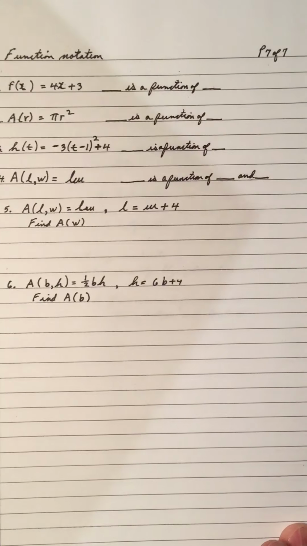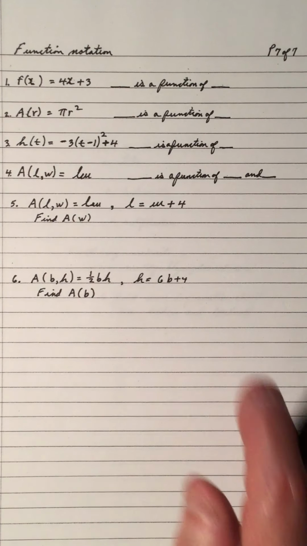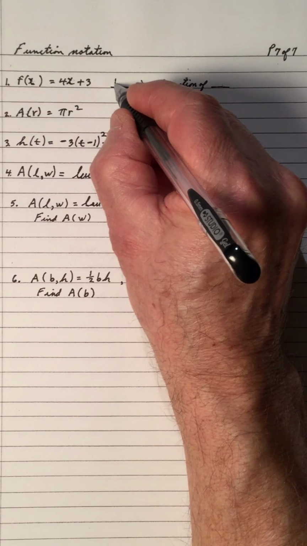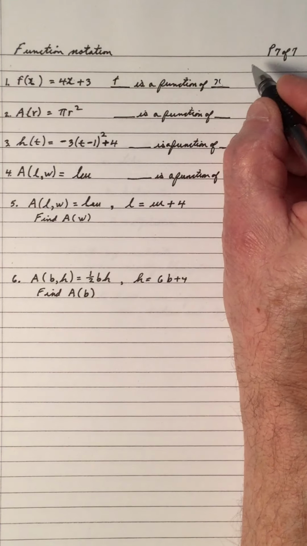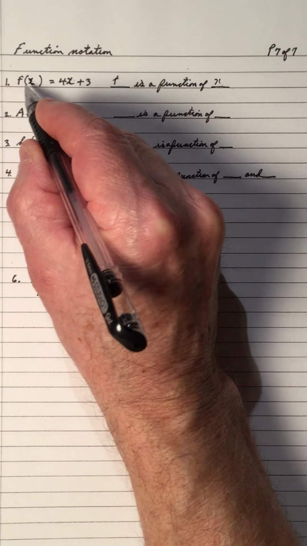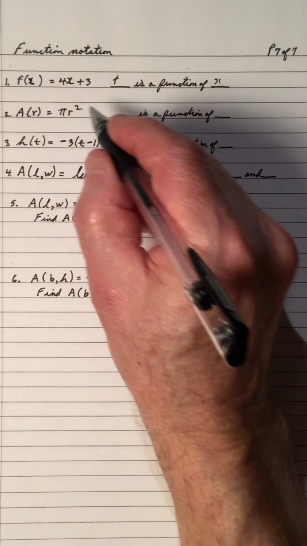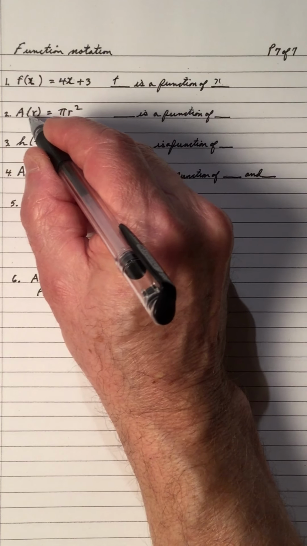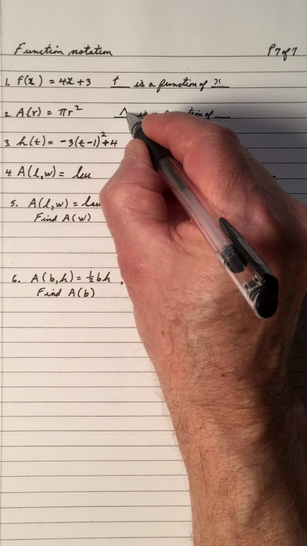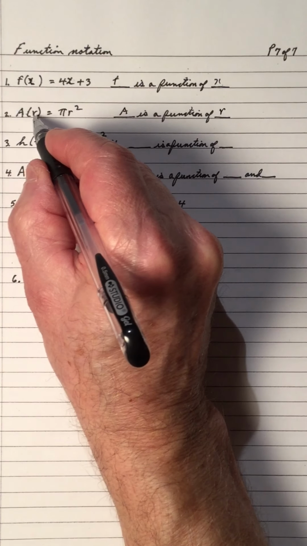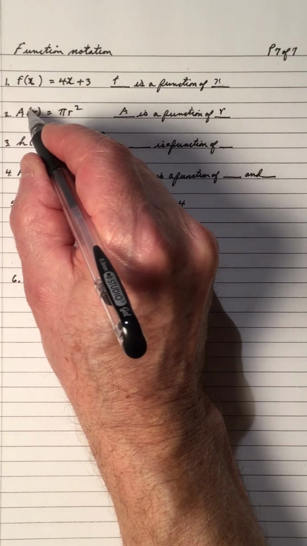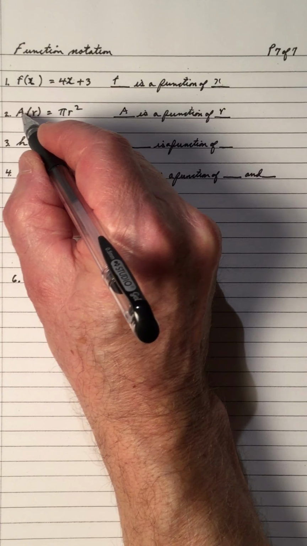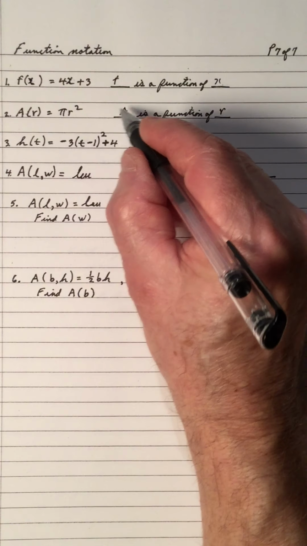Okay, let's continue. Function notation. f of x equals 4x plus 3. The f is a function of x. Notice the f is on the left, x is on the right. Area is a function of r. Notice area is in function notation. The area A is a function of r. Notice we have A of r, f of x. This is the area in terms of r. So we've got area as a function of r.